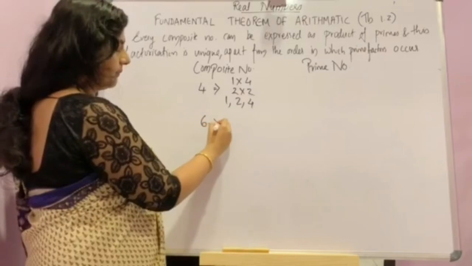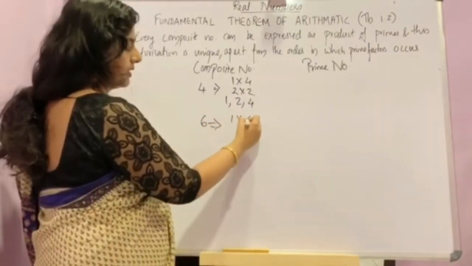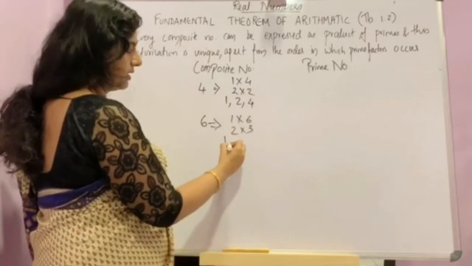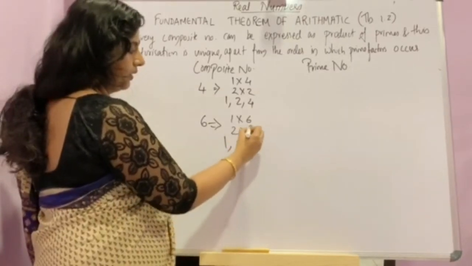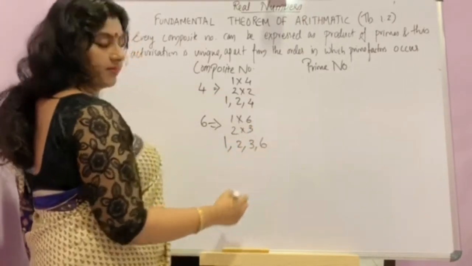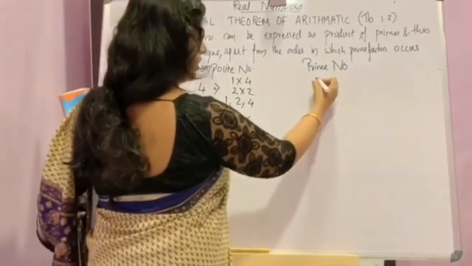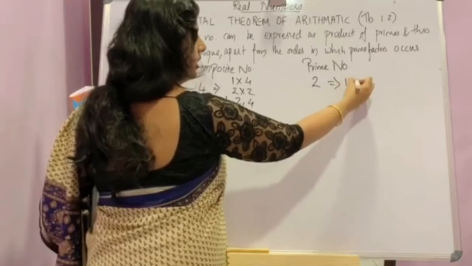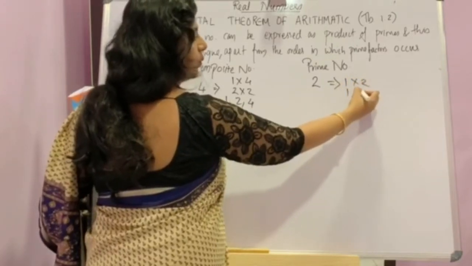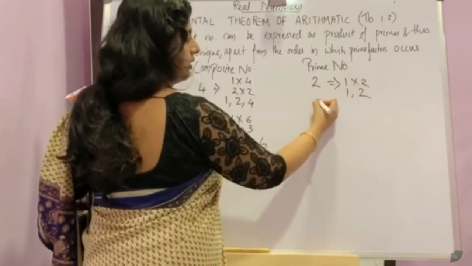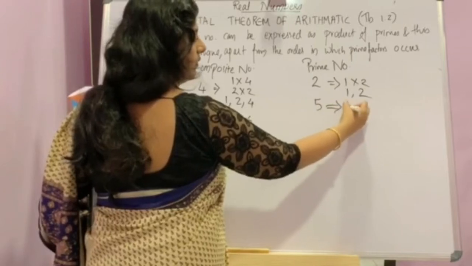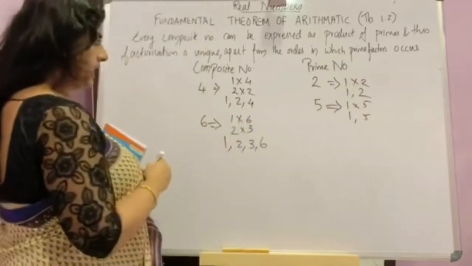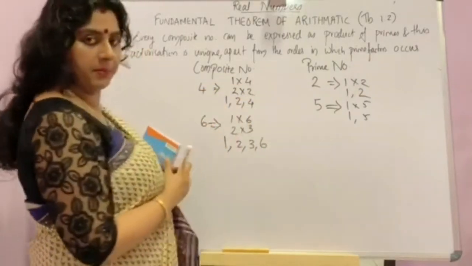And 6. 1 into 6 is 6, 2 into 3 is 6. Now the factors are 1, 2, 3, 6. What about 2? 2 is 1 into 2, so the factors are 1 and 2. For 5, the only factors are 1 and 5. So this is the difference between composite and prime numbers.